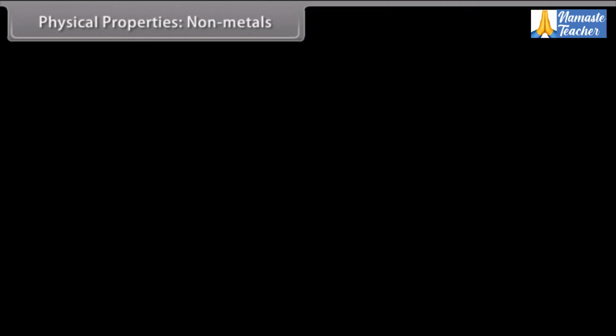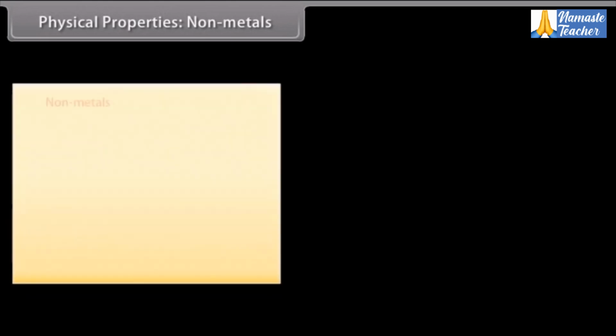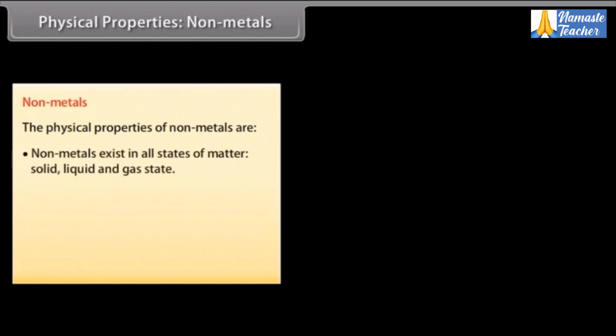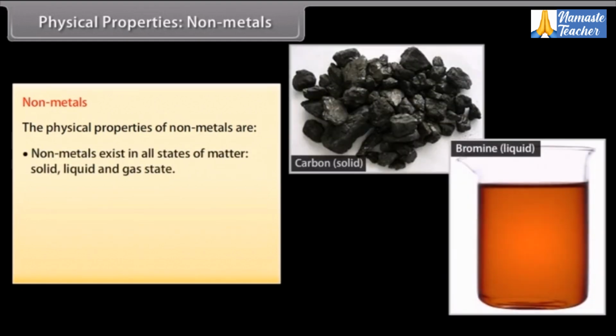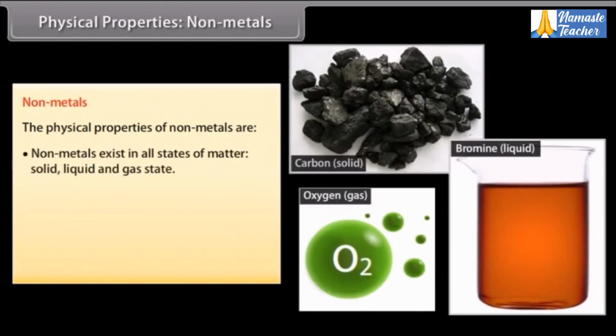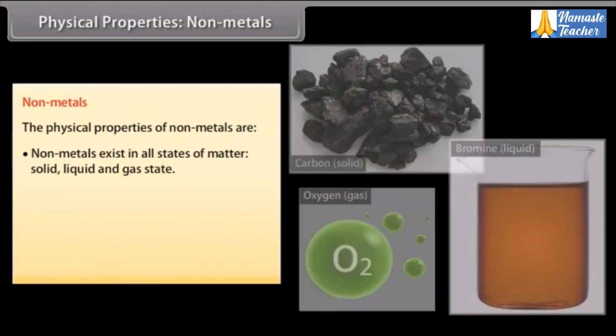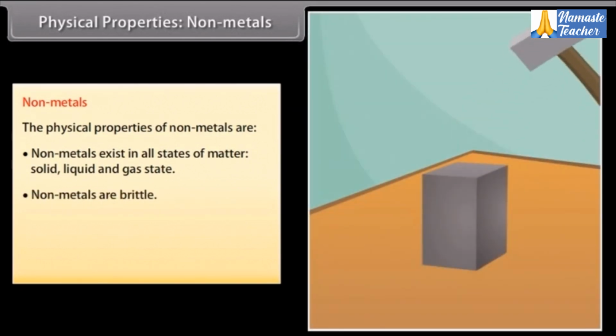Physical properties of nonmetals. Let us now look at the physical properties of nonmetals. Physical state: nonmetals exist as solid, liquid, or gas at room temperature. Gas: oxygen, chlorine, fluorine; liquid: bromine; and solid: carbon.